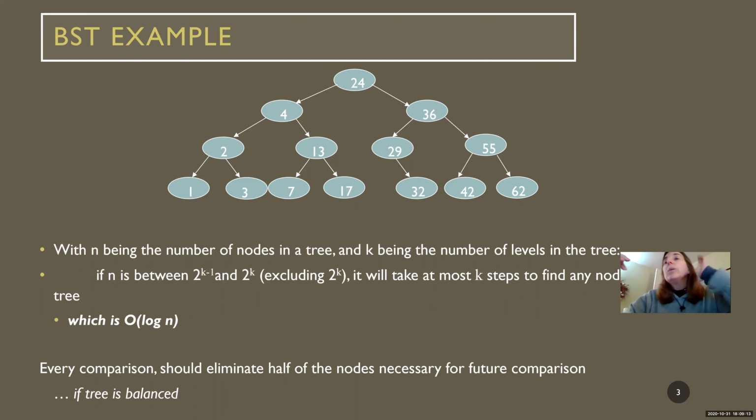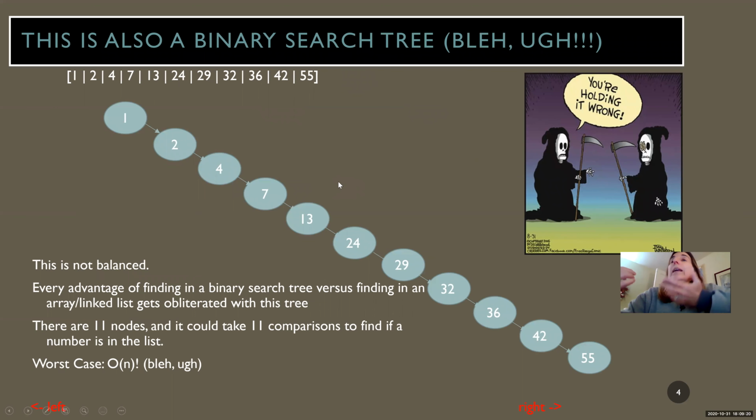If the tree is balanced. As long as the tree is balanced, we're going to be eliminating about half the data every single time we make a decision. Here's an example of a binary tree gone wrong.